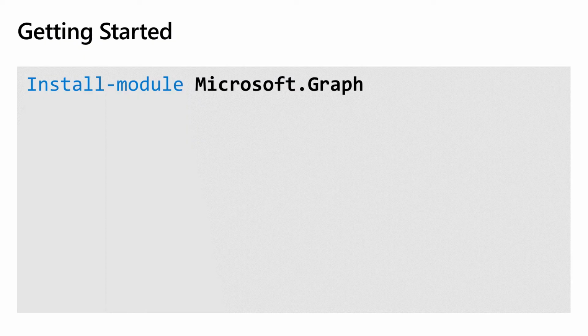So that gives you an overview of how you can do some of the basic operations with Microsoft Graph. But how do you get started? Well, it's as easy as this: Install-Module Microsoft.Graph. Microsoft Graph is actually a meta module, and it will pull in a whole set of other modules that provide you access to all the different capabilities within Microsoft Graph.